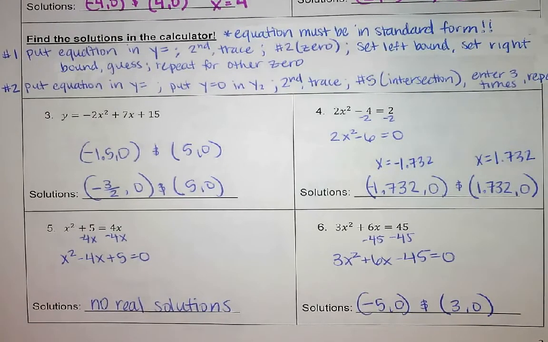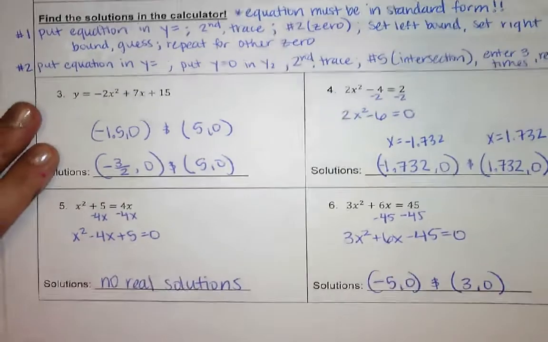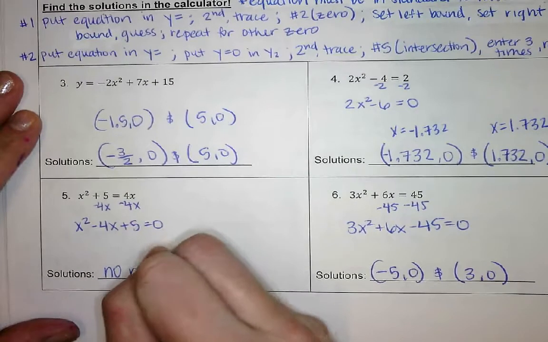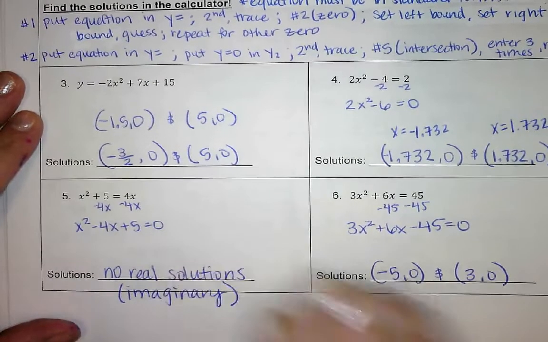For number 5, it was x squared minus 4x plus 5. So were we ever going to have any solutions to that problem? No. That is why on here we put no real solutions. Or, as one student said, there are only imaginary solutions. It's not an error. There are just no real solutions because it never crosses the x-axis.